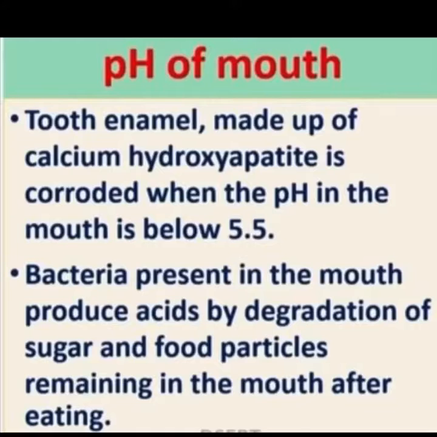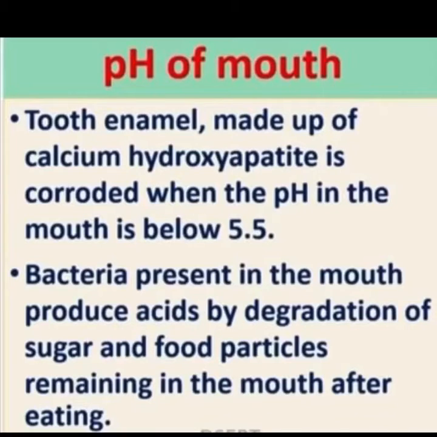Now, pH of the mouth. It is also very important, children. That is why we are using toothpaste. Because tooth decay occurs when there is a change in the pH value. Okay? And tooth enamel, which is made up of calcium hydroxyapatite, is corroded when the pH in the mouth is below 5.5. We know that tooth enamel is very strong, right?